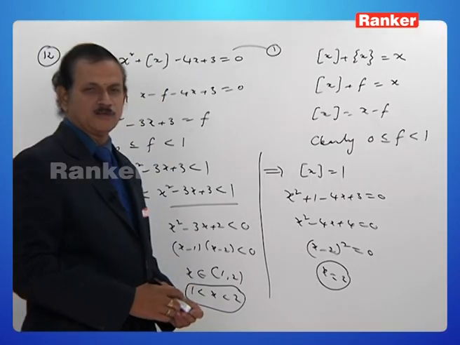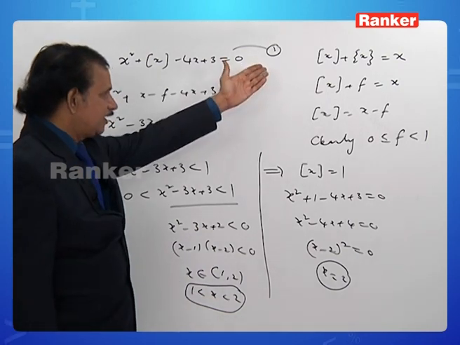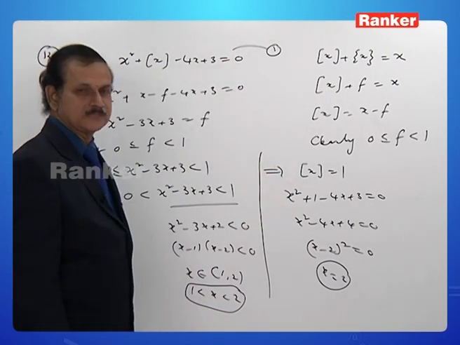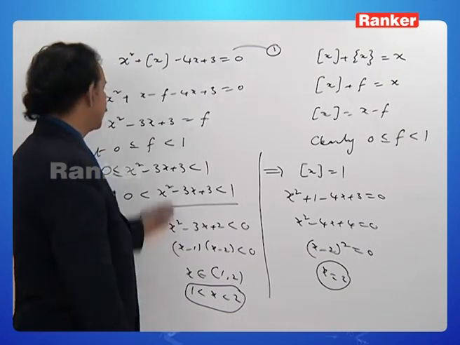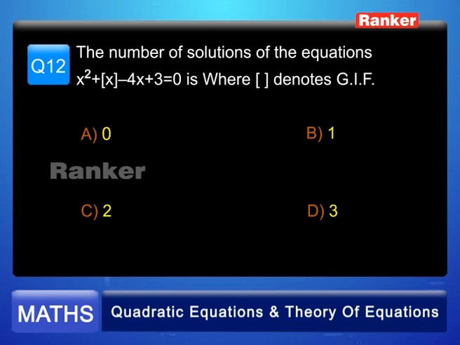We could have arrived at the correct answer by remembering that the integral part of x plus the fractional part of x is x, and by writing this integral part of x in terms of f. The right option is, that is, the number of real roots is 0.